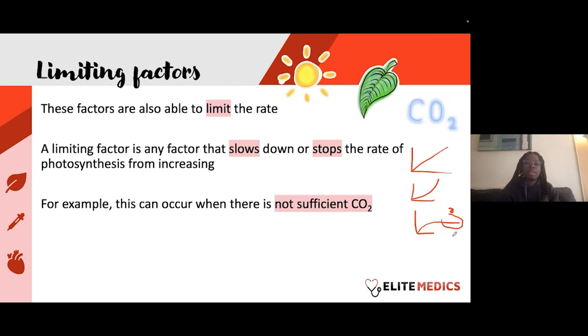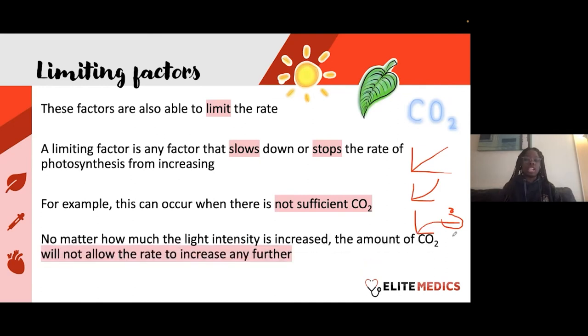So if you don't have enough carbon dioxide, even if you increase the amount of light, even if you increase the amount of chlorophyll present, until there is enough carbon dioxide, the rate of reaction will not increase any further. So this is what the next point is saying. No matter how much light intensity is increased, the amount of carbon dioxide will not allow the rate to increase any further.